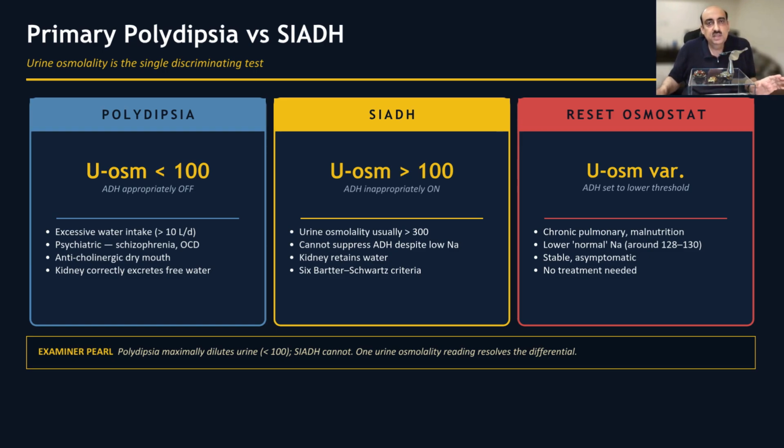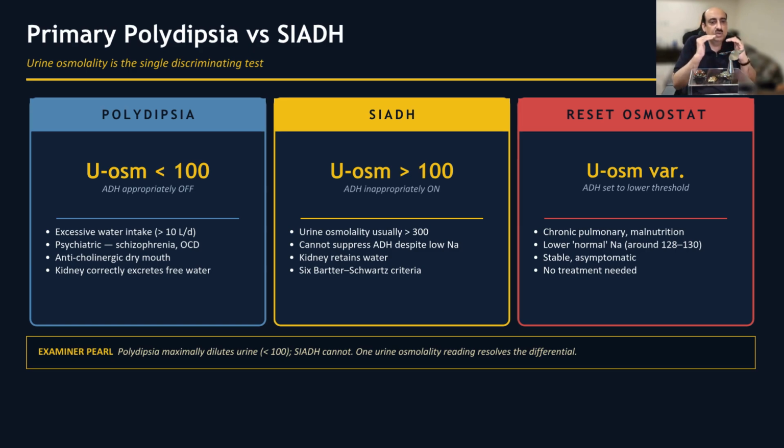So there is another entity which is called reset osmostat. It's important to understand. It sits in between the two. It's neither a polydipsia-like picture where the ADH is totally suppressed, nor is it SIADH-like where ADH is constantly switched on. So in the elderly, chronic medical conditions, patients with pulmonary problems, malnutrition, advancing age, dementia, the body tries to protect the brain from excessive fluctuations in ADH level and excessive changes due to the sodium.